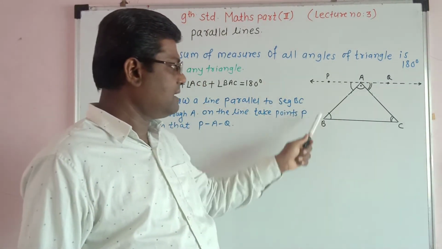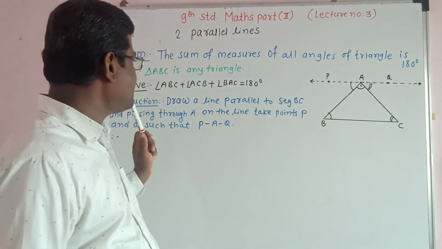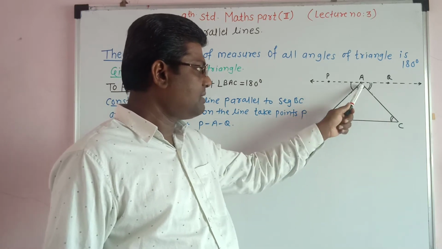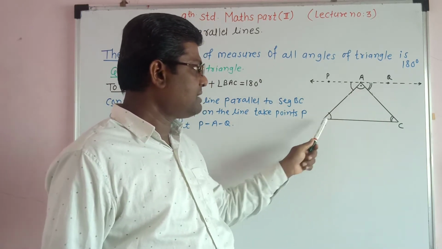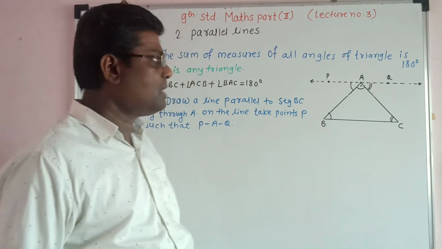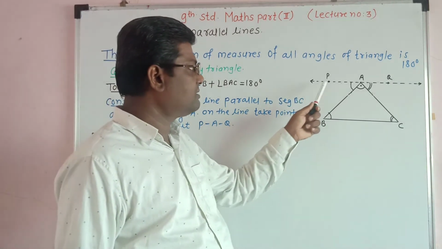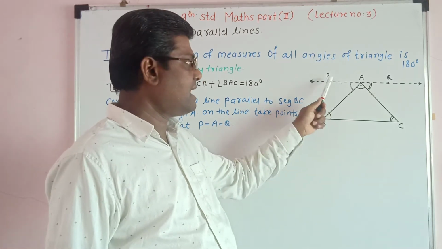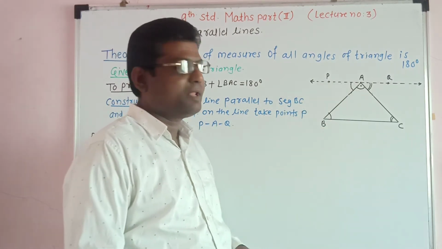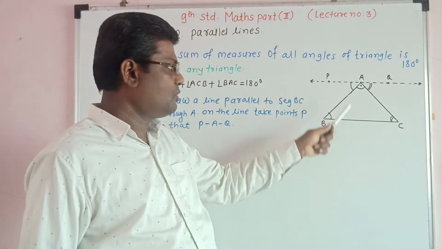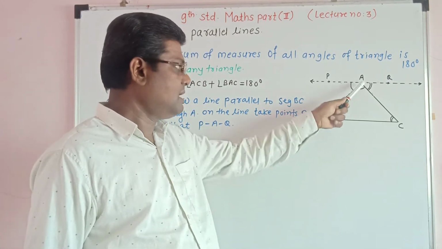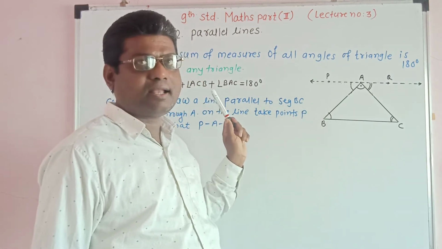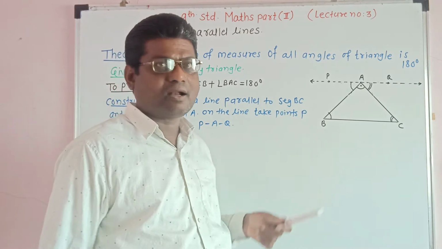Here one triangle ABC is given, and in this triangle we have to prove that angle ABC plus angle ACB plus angle BAC is equal to 180 degrees. Construction: draw line PQ parallel to line BC such that P-A-Q. Now let's see, line PQ parallel to line BC and AB transversal. Then these two angles are alternate angles. We know that alternate angles are congruent.